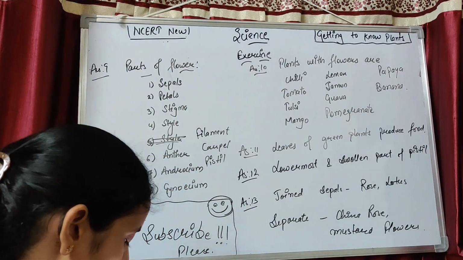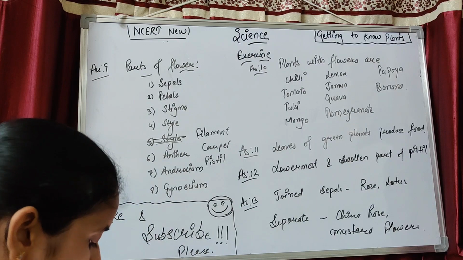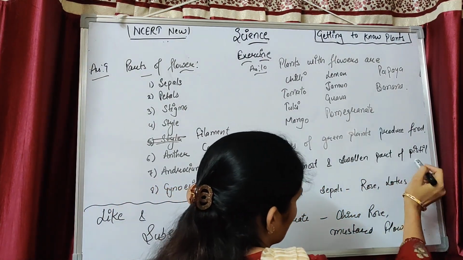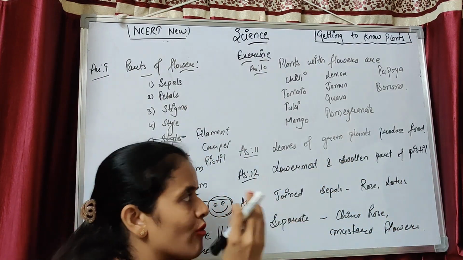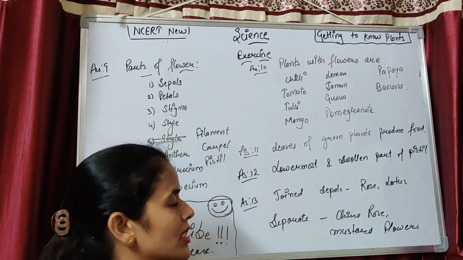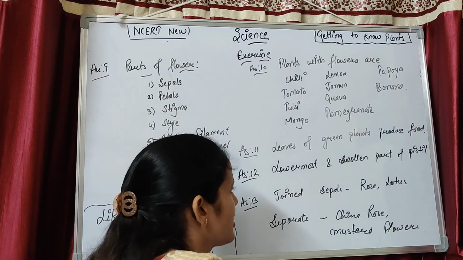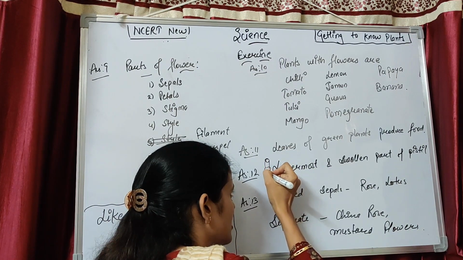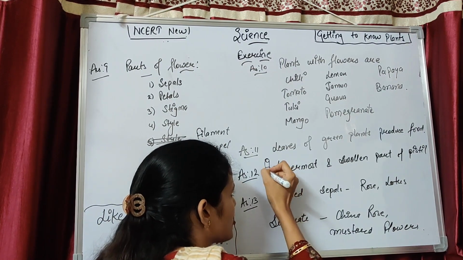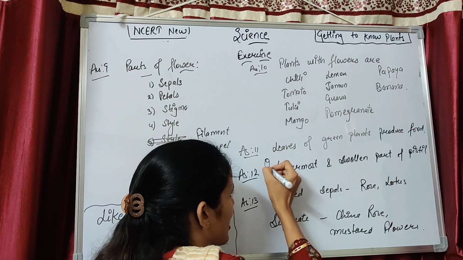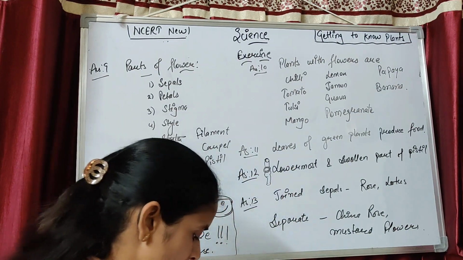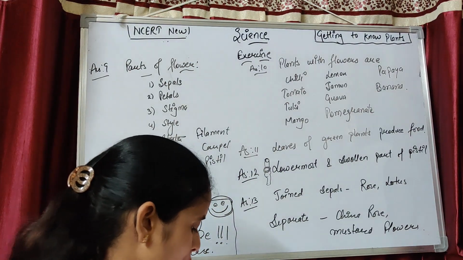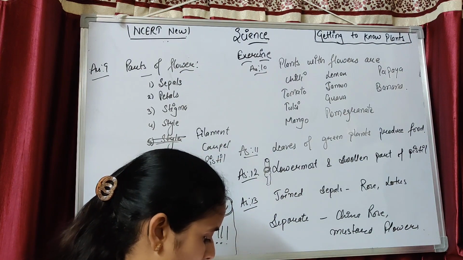Question number 12. In which part of the flower are you likely to find the ovary? The lowermost and swollen part of the pistil. Where do we find the ovary? In the lowermost and swollen part of the pistil. Yesterday I drew something like this. Remember? So this is the ovary, and this is the swollen and lowermost part of the pistil. Clear?